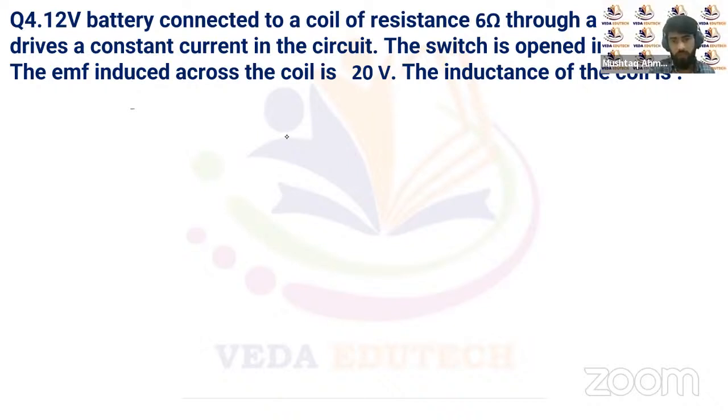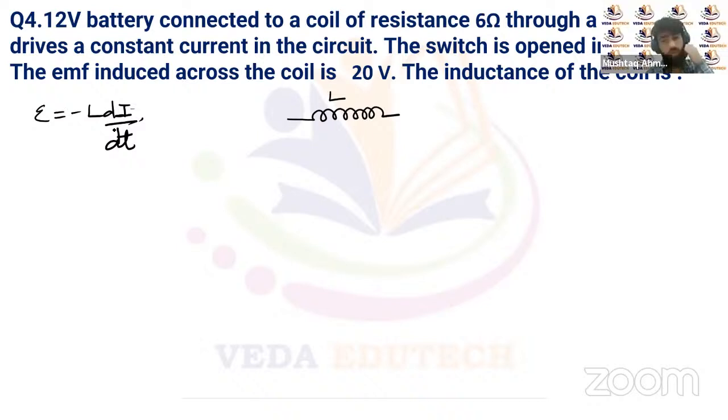So we know that whenever we have an inductor, the induced EMF in this coil, where L is the inductance, is E equals minus L di by dt. This is the induced EMF in this coil. It's given that the induced EMF across the coil is 20 volts. The switch is opened in time delta t, and delta t is given as 1 millisecond.